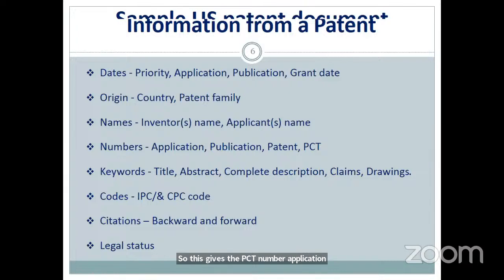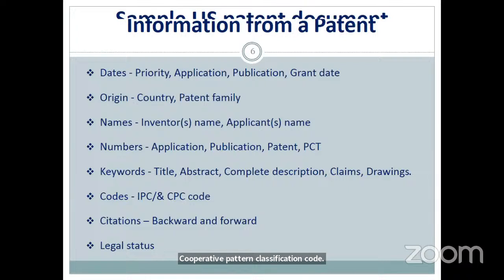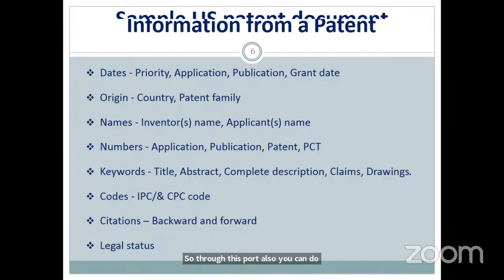And then a keyword. You can take keywords from the title, abstract, complete description, claims, or drawings. So you can search with these keywords also. And apart from that, codes are there. I have mentioned the International Patent Classification code, IPC, and the Cooperative Patent Classification code, CPC. In the next slide, I will give you the details of IPC and CPC codes. So through these codes also you can do your searching. These are the parameters by which you can do your search.